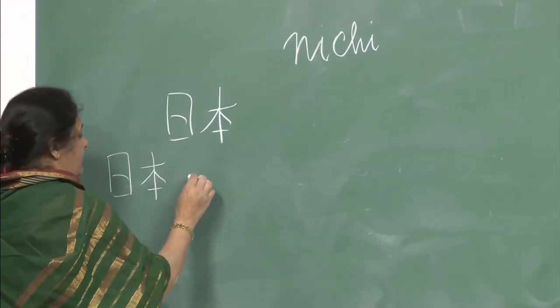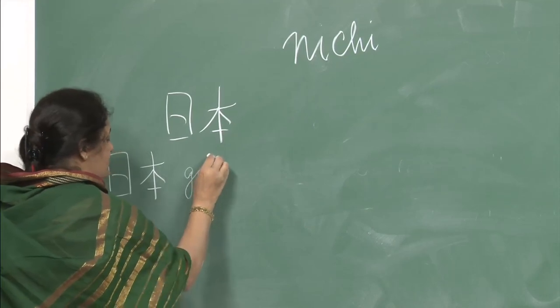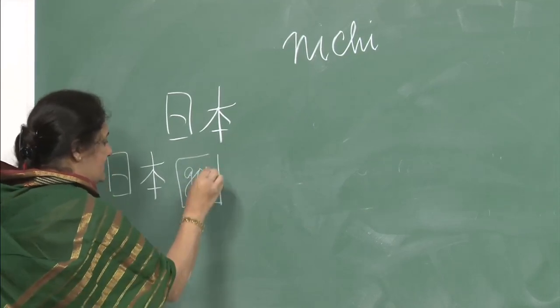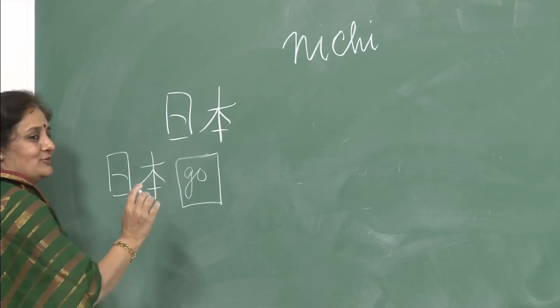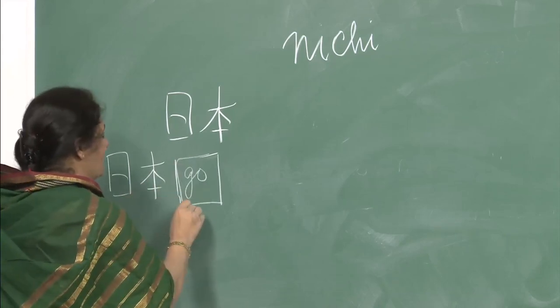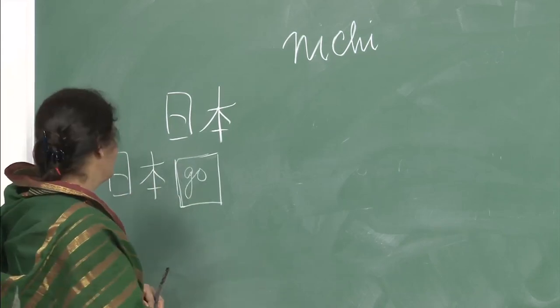Nihon and Go. I am not making the kanji for Go over here. It's a little difficult for you, so you will be a little too boggled. We will not do Go at the moment. We will do Go later.